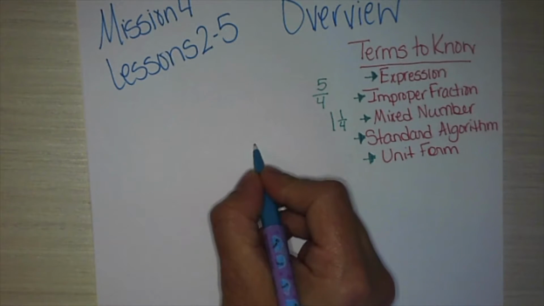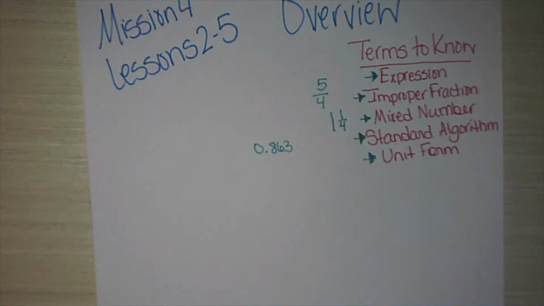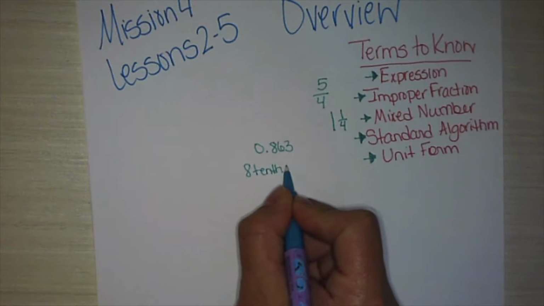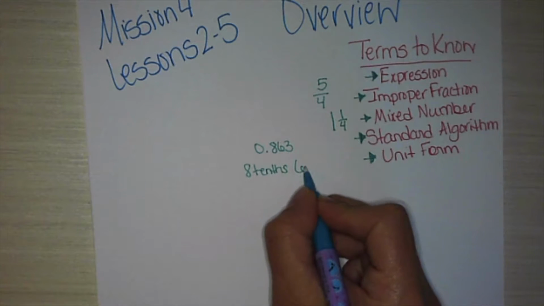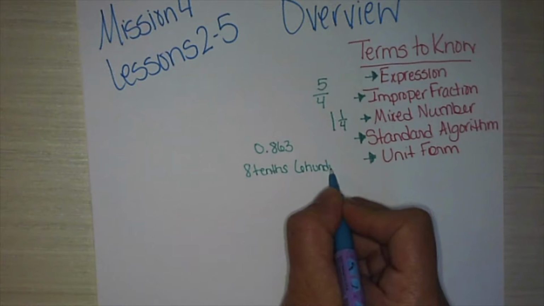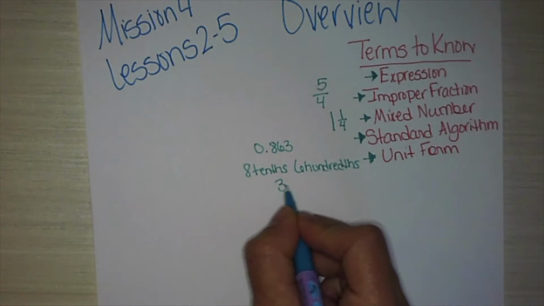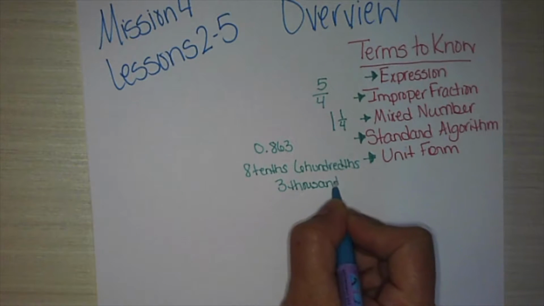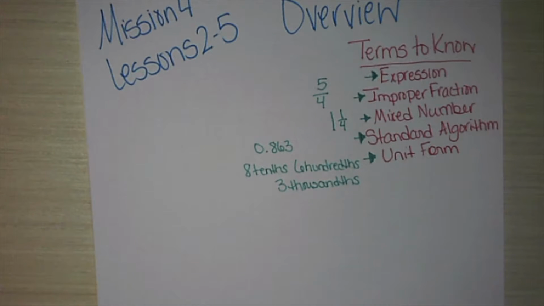So if I wrote this number in unit form, I would write 8/10 because there's an 8 in the tenths place. I would write 6/100 because hundredths is my unit, and 3/1000. So I'd write its unit as a word.